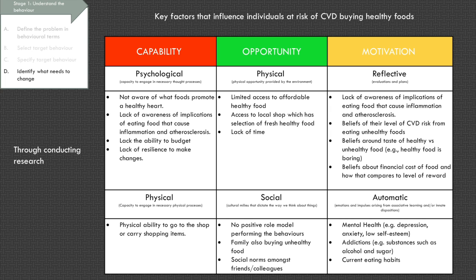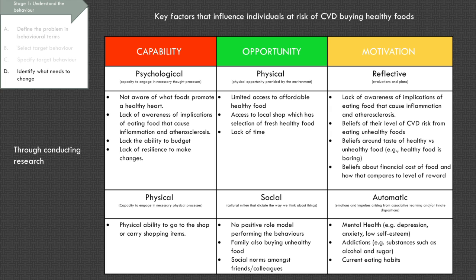So as you can see, if we look at psychological capability, which is the first section in the top left of the table, we can see that one of the barriers of people buying healthy food is that they're not aware of what foods actually promote a healthy heart. Also, they lack awareness of the implications of eating food that might cause inflammation or atherosclerosis within the actual arteries, the buildup of the fatty deposits.